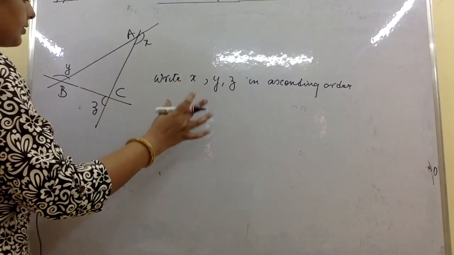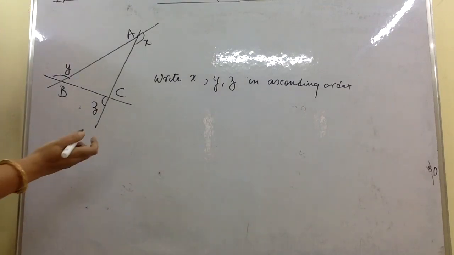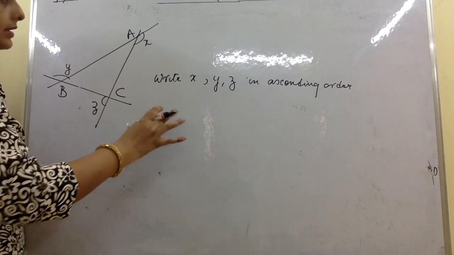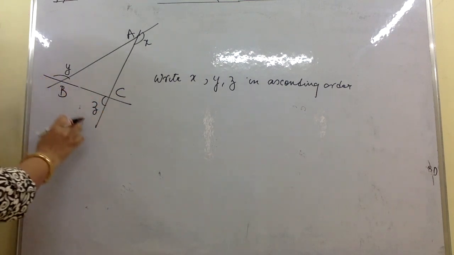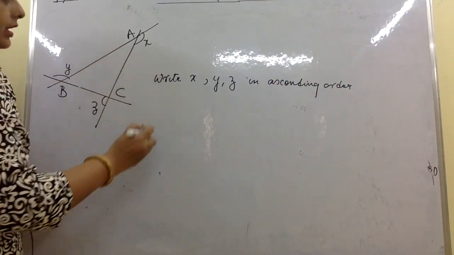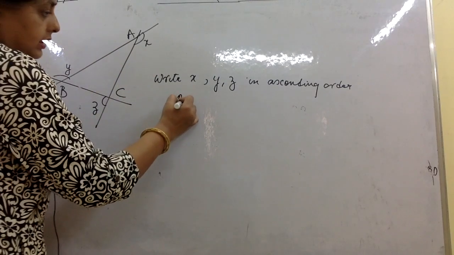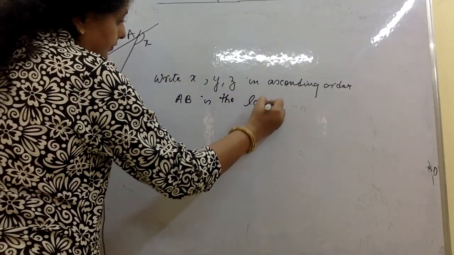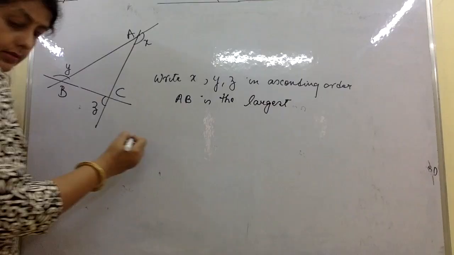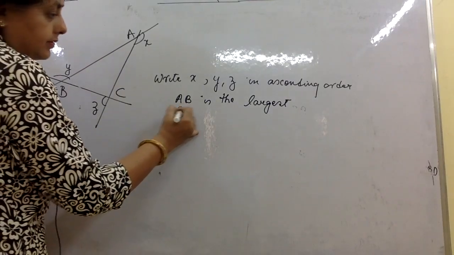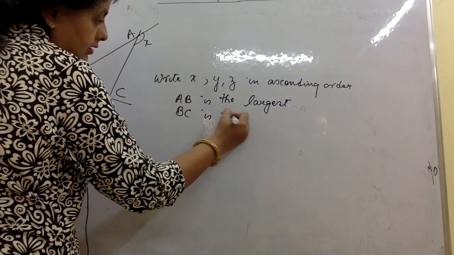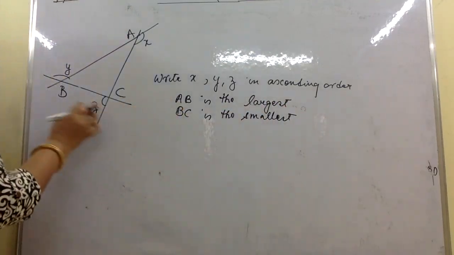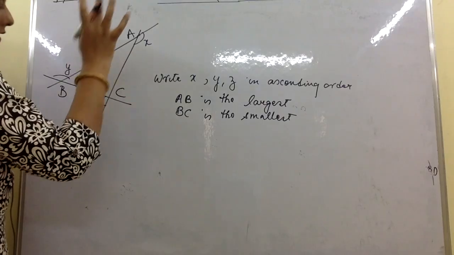Write XYZ in ascending order. This is the triangle. These are all exterior angles. Now AB is the largest side and BC is the smallest.